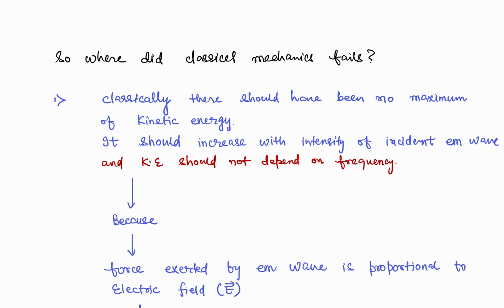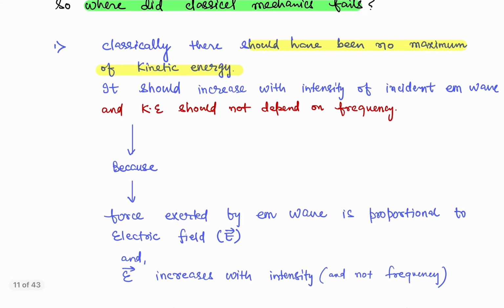So the question arises: classical mechanics is not explaining three of the very important observations. Where did classical mechanics fail? Classically, there should have been no maximum of the kinetic energy, because kinetic energy directly depends on velocity in classical physics. Suppose there is a mass m attaining velocity v. Except for relativity, where the maximum speed anything can attain is the speed of light, there should have been no such limit, but there is a limit. So why is there a limit?